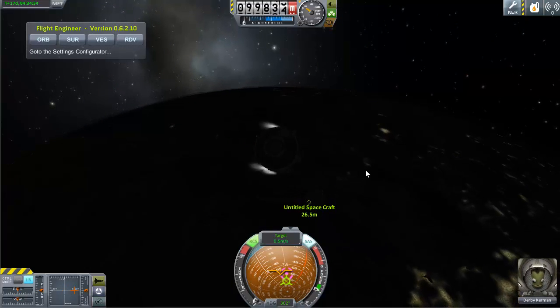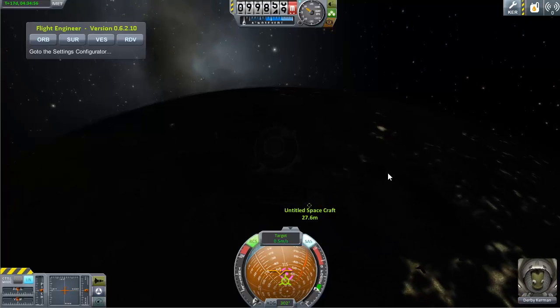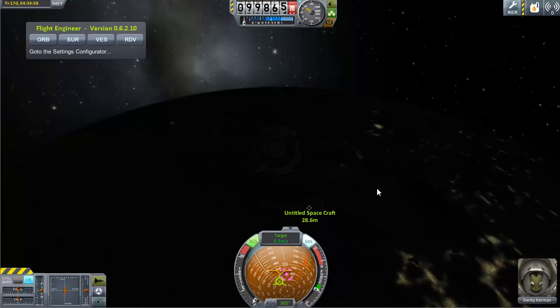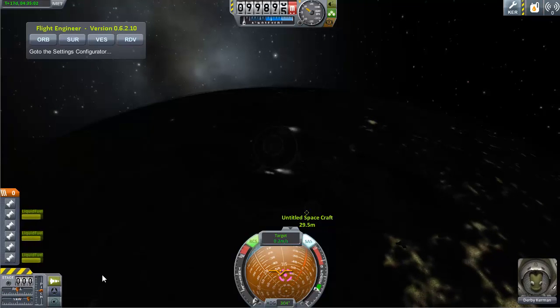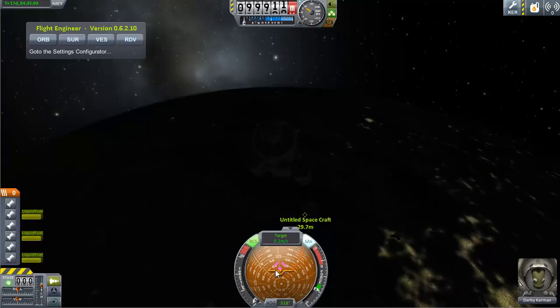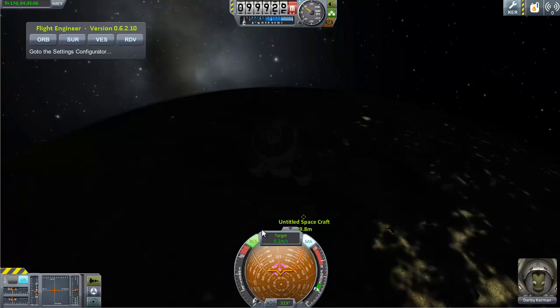I don't have the mod for the orbital docking, unfortunately, because I usually prefer to do this manually, but I really should have used the mod for this, because it's so much easier to see. I do know I have to align myself with this, but I don't know how accurate this is.